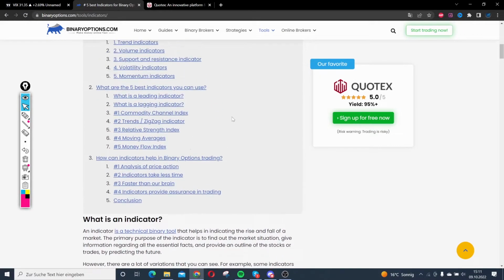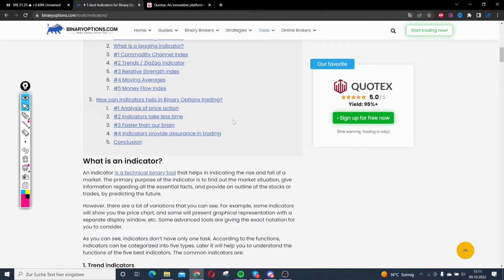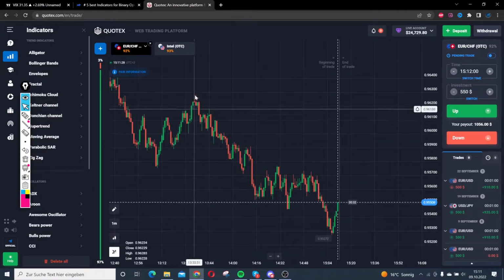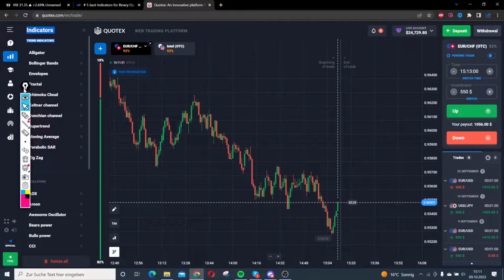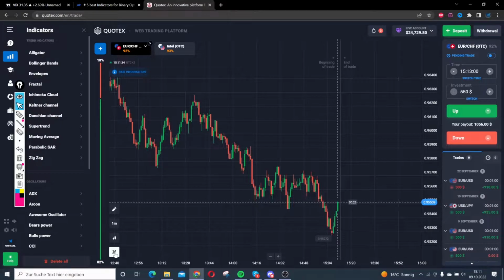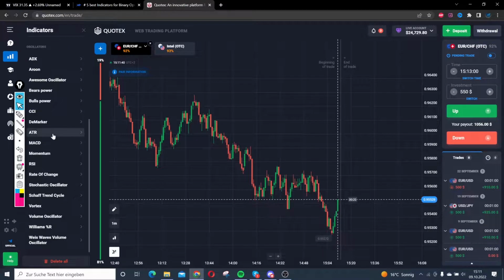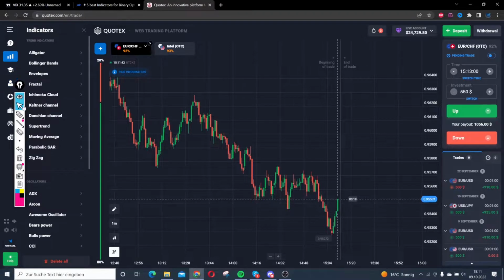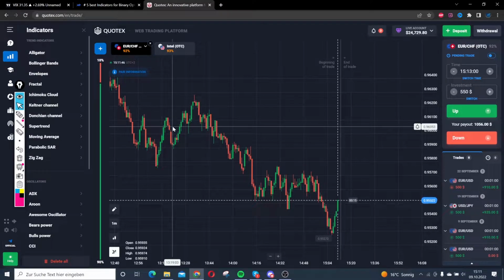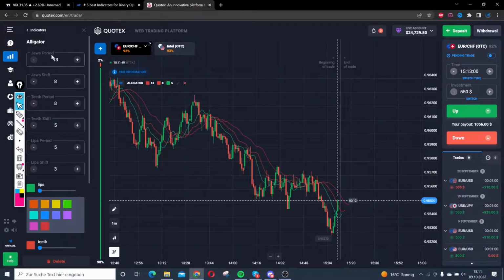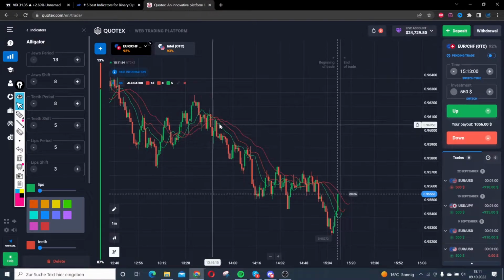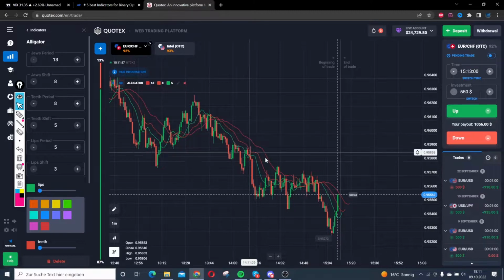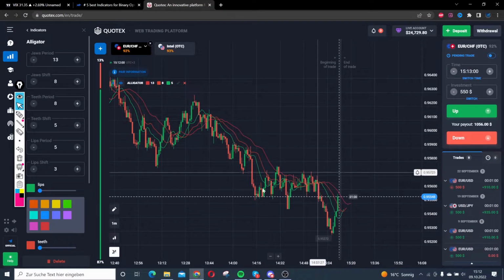So an indicator can be a different type of formula or a tool for charting. If you go, for example, to a trading platform like Quotex here, also with the link in the description, you can just click on the indicator sign on the left side, and then you see different indicators to use. So if you want to add an indicator to the chart, you can just click here. For example, I'm using the alligator. Use the period, use different settings, and add this indicator to the chart. And I directly see here the calculation of these bands.